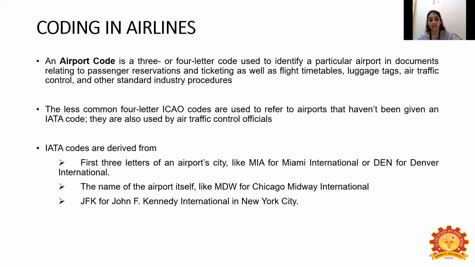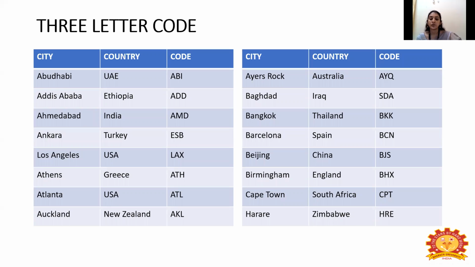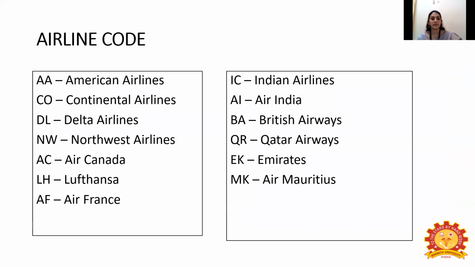It can be the first 3 letters of a word, or a combination of letters within that word. Here I have given a few examples throughout the world. First is Abu Dhabi, UAE, the country being the United Arab Emirates: Abu Dhabi, ABI, the first two letters and the last letter. And Addis Ababa in Ethiopia, first three letters. And Ahmedabad in India, AMD, a combination of letters. Similarly, throughout the world we have these three-letter codes, which are mentioned for the city as well as for the airport. And then you have the airline code. Airline code, as I told you, is two-letter.